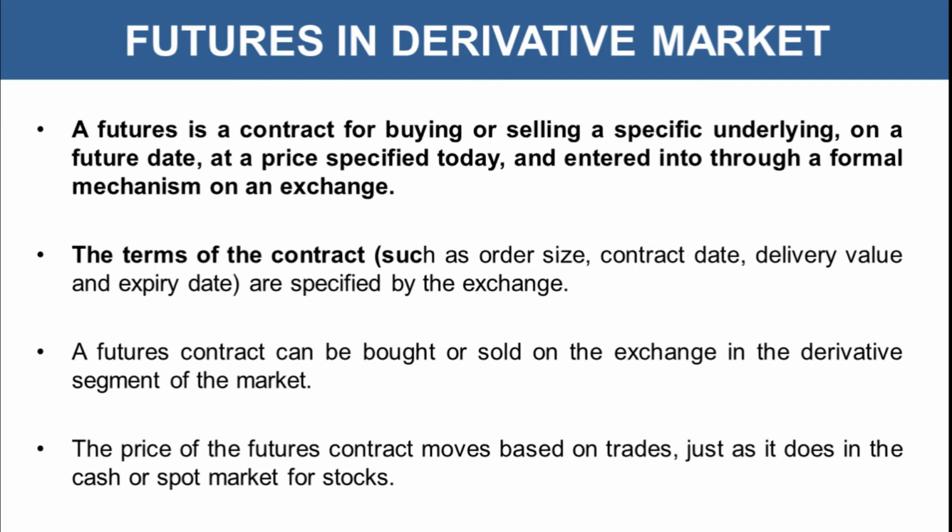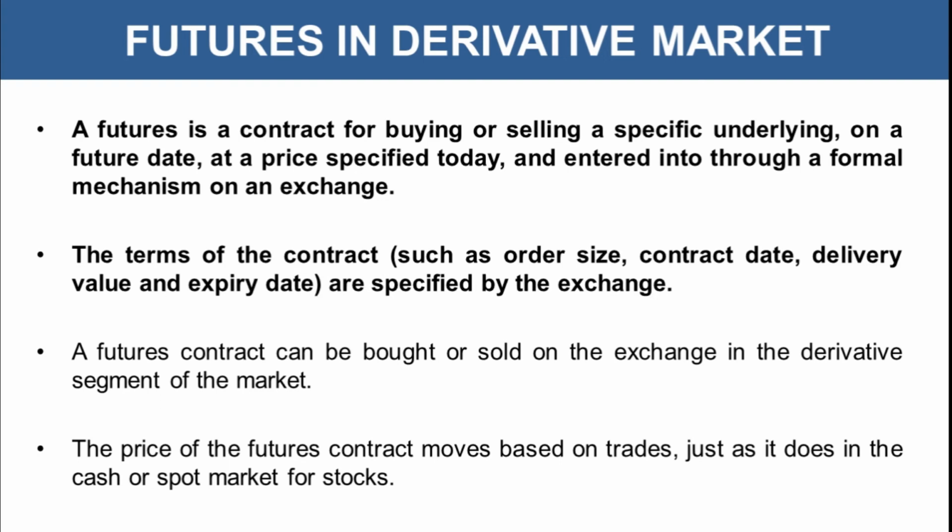The terms of the contract, such as order size, contract date, delivery value, and expiry date, are specified by the exchange. So whenever you come into a futures contract, you get all that information, like the order size, how much quantity you have contracted for buying that particular derivative in a future period of time. So the quantity of stocks, the contract date when you formed the contract, and then what the delivery value would be.